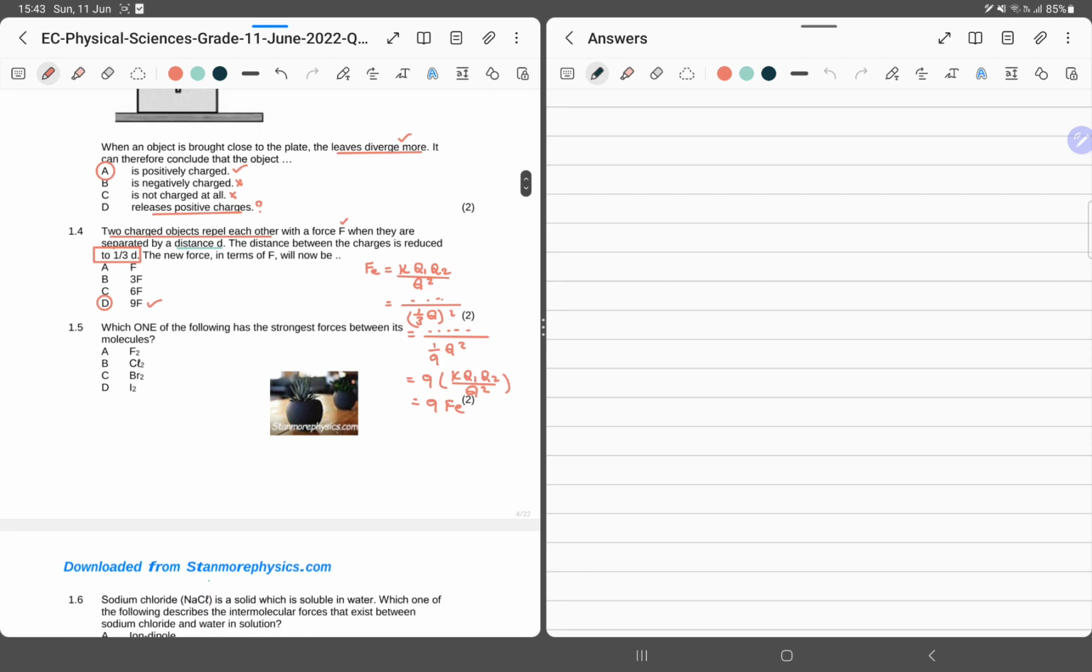1.5 says, which one of the following has the strongest forces between its molecules? If we're talking about forces between molecules, we're talking about the so-called intermolecular forces, and they are sometimes called van der Waals forces.